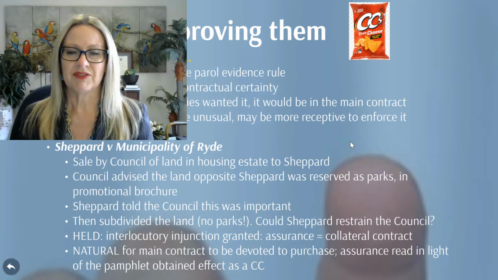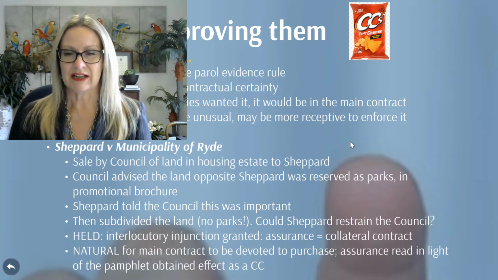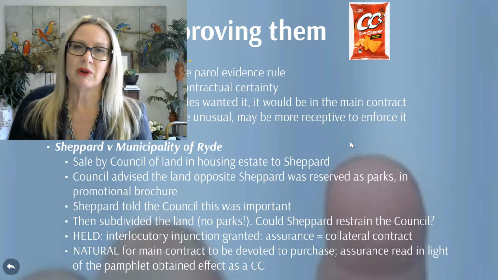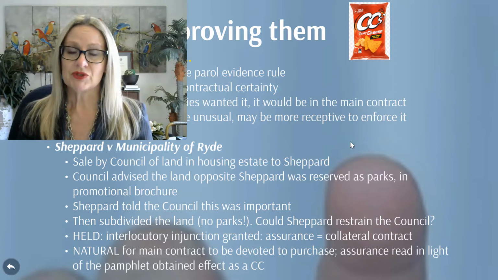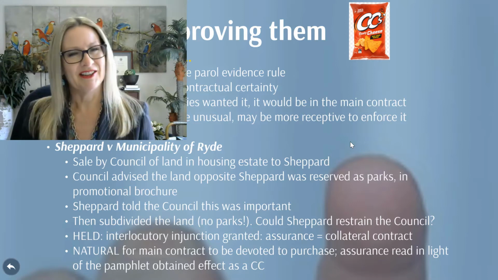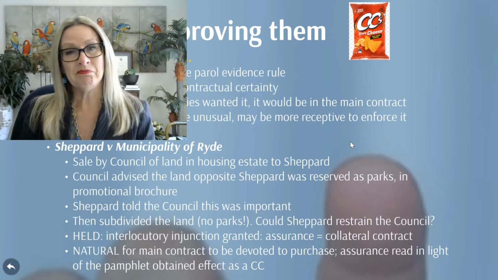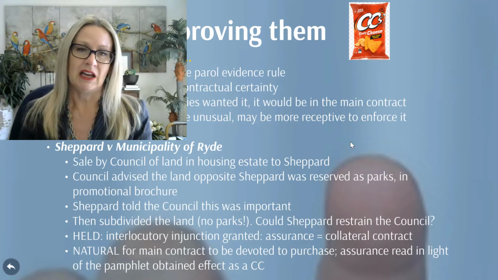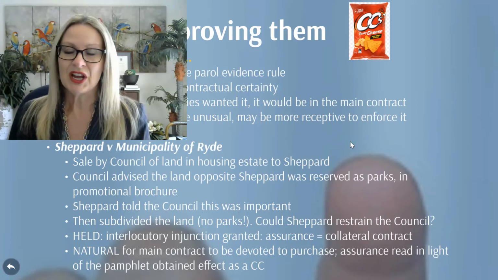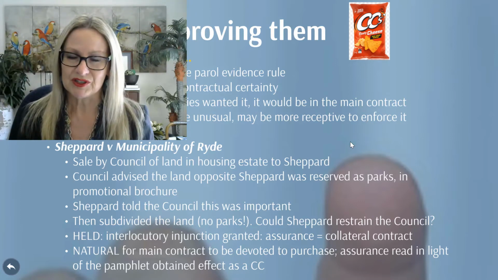Again, nothing fancy, just shows this particular point. There was a sale of land in a housing estate to Shepherd. The council gave Shepherd a brochure showing that the land opposite where they were going to purchase was going to be reserved for parks. You can guess what happened. The land was purchased by Shepherd, and then the council thought, here's a money-making opportunity. We're just going to subdivide that land across the way there and make more money for ourselves. That whole idea of a park, yeah, that goes out the window. We're after the dollars instead.